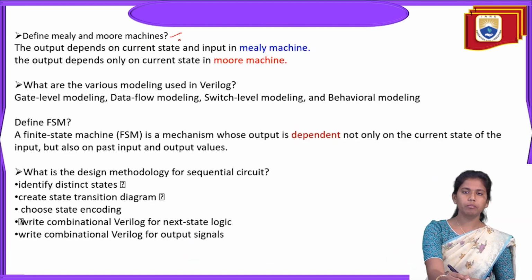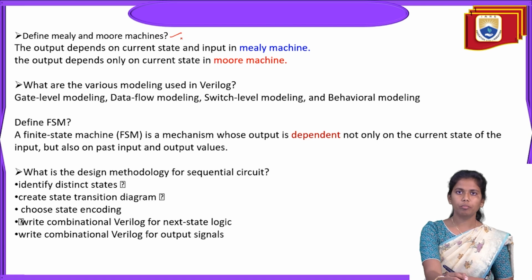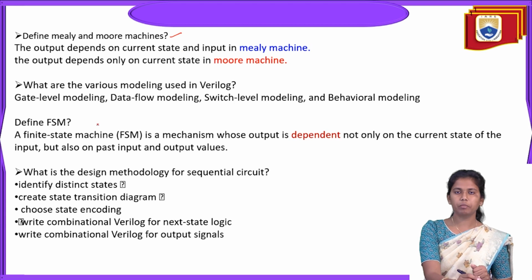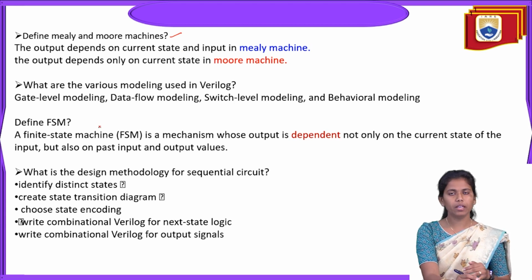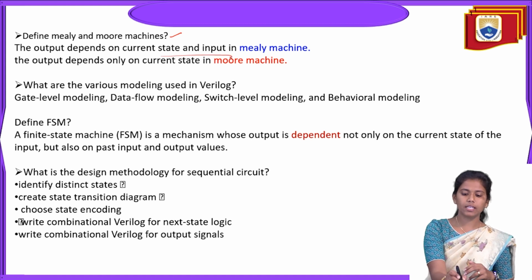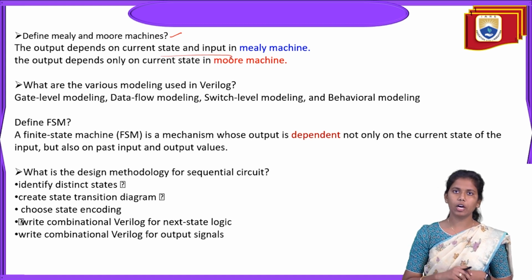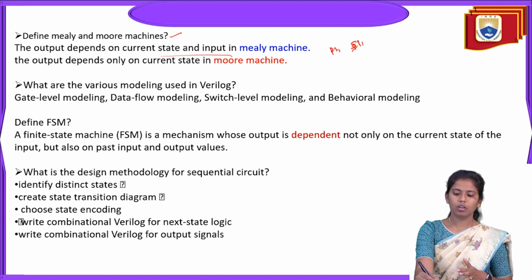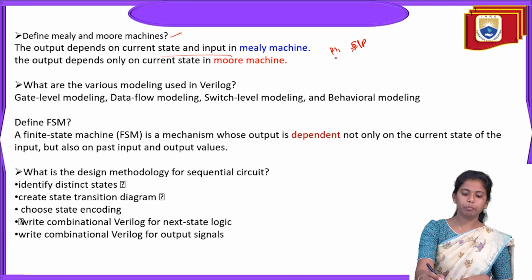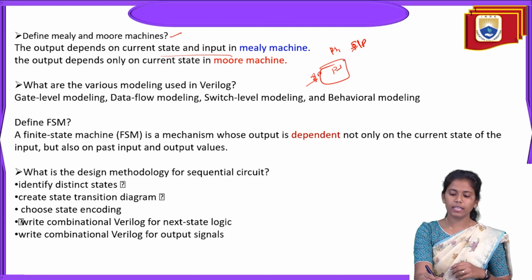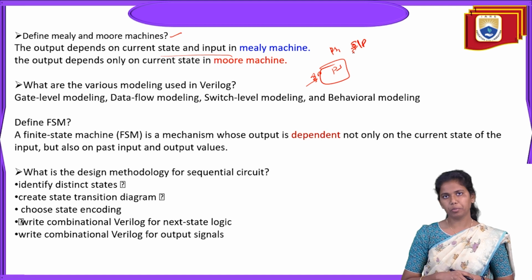Then coming to the Mealy and Moore machines. Mealy and Moore are nothing but finite state machines. The difference between Moore and Mealy is this: in the Mealy machine, the output depends on the current state, that is the present state, and the input. Whereas in the Moore machine, the output depends only on the current state. The output depends only on the current state in Moore, whereas in Mealy, the output depends on the current state as well as the inputs.